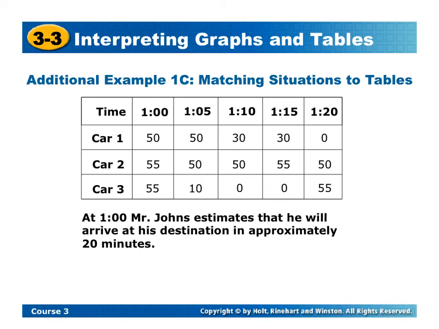In our last situation, at 1 o'clock, Mr. Johns estimates that he will arrive at his destination in approximately 20 minutes. So here we see him driving in car 1, and then we see the speed slow, and then finally a stop. So we assume he reached his destination, so this would be car 1.